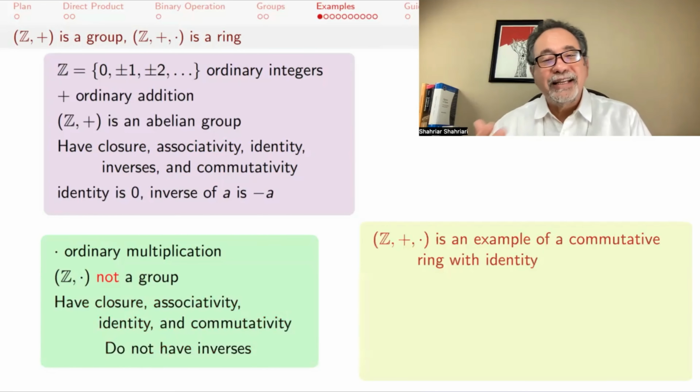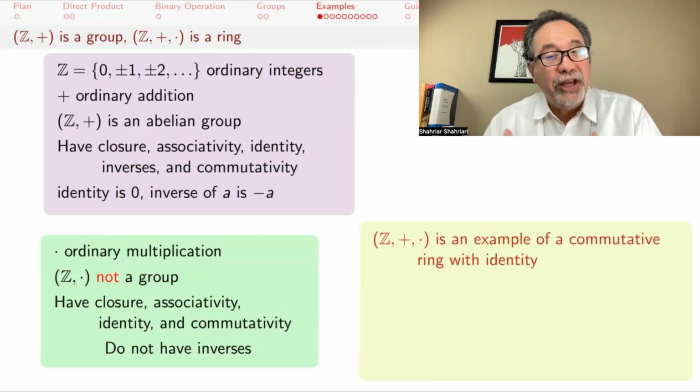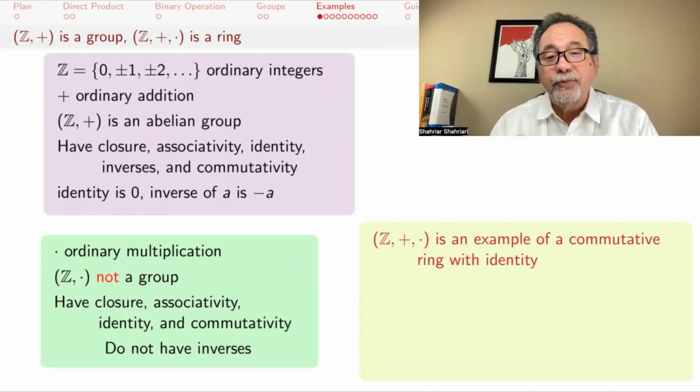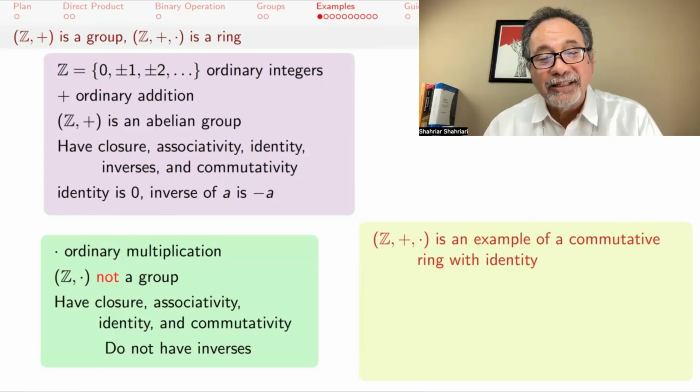The integers is an example of a ring because it actually has two operations. It has plus and multiplication. It is an example of a commutative ring with identity. When I say commutative ring, addition in a ring is always commutative, but the multiplication in a ring may or may not be commutative. And a commutative ring is one where the multiplication is commutative, and this has an identity, means that multiplication has an identity.